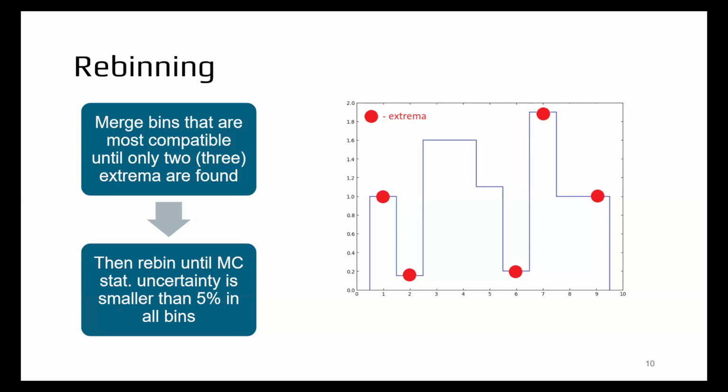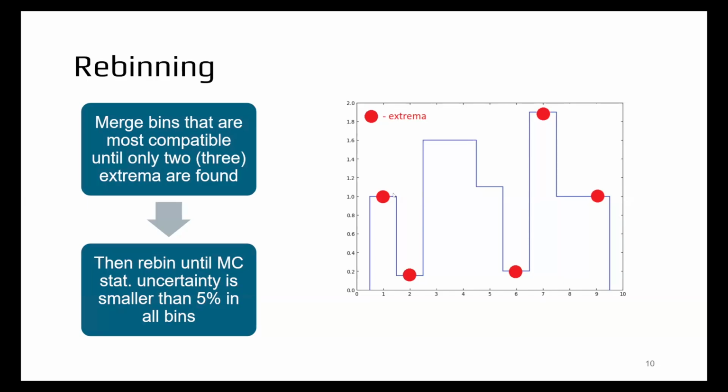The second algorithm that we implemented is rebinning. There are 2 versions, monotonic and parabolic. So we merge bins that are most compatible until only 2 extrema are found for monotonic, or 3 for parabolic, then refine until the statistical uncertainty is smaller than 5% in all bins. Here is an example of what an extremum is.